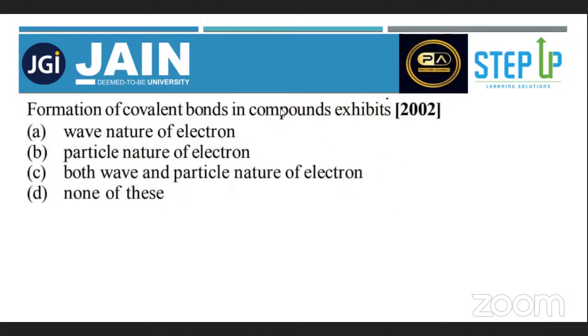Formation of a covalent bond is basically none of these, because it is explained in terms of what we call molecular orbital theory.